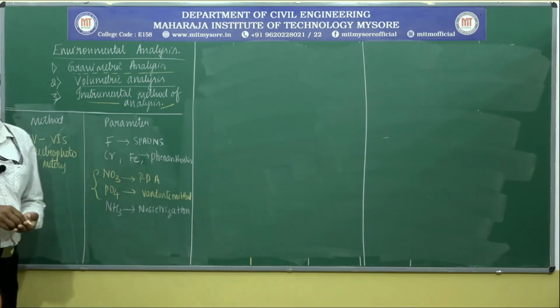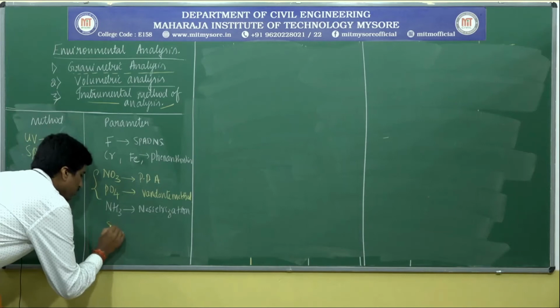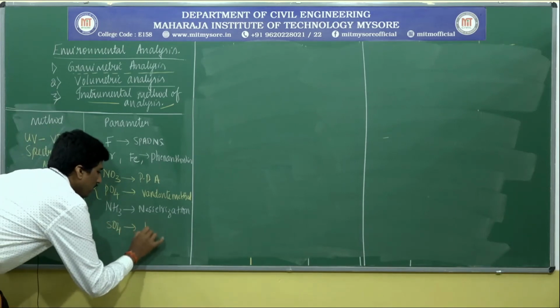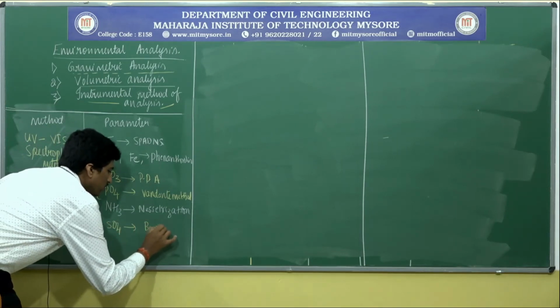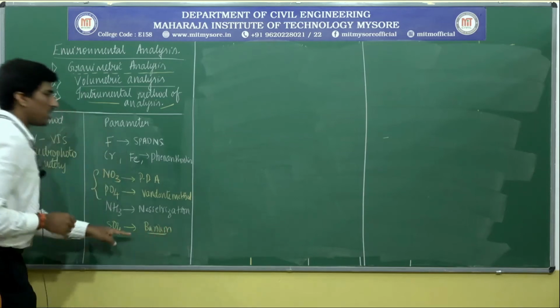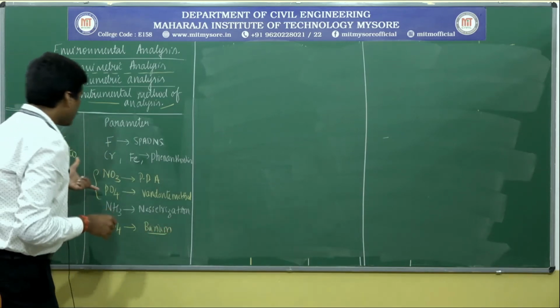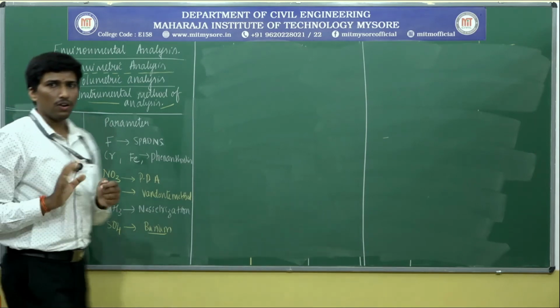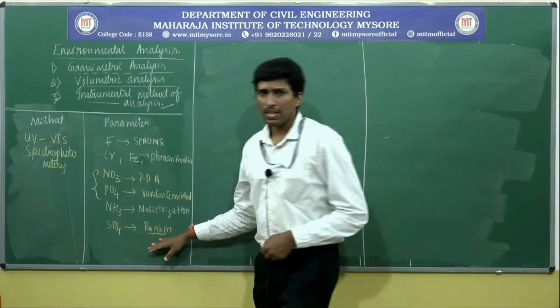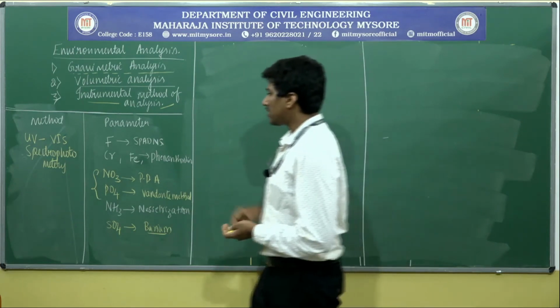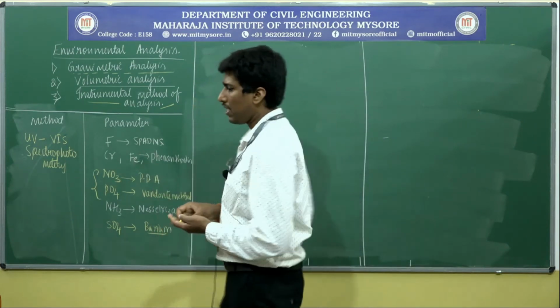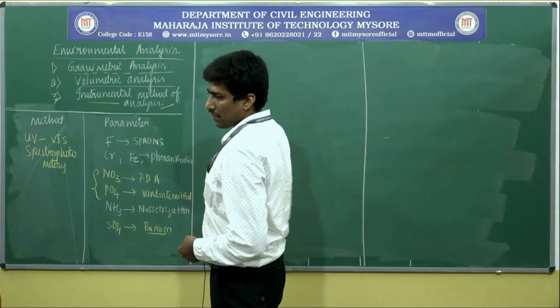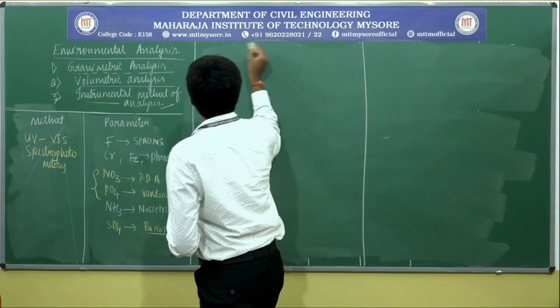Nesslerization method. And for the sulfate, we have barium crystal salts that have been utilized, heated and then determined. So these are only some of the list which I have been given for analysis as per the APHA manual. Next set of parameters is mainly related to infrared spectroscopy.